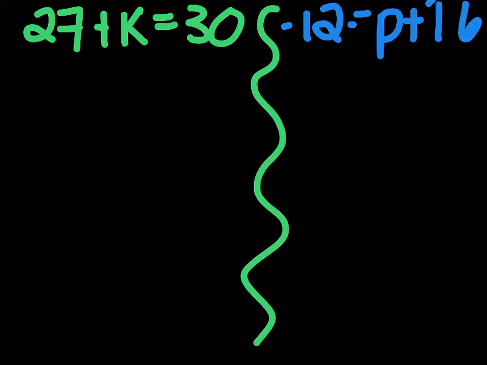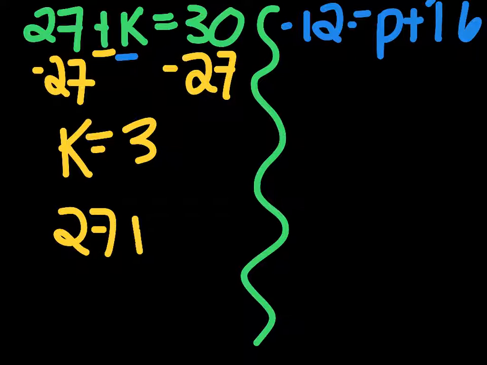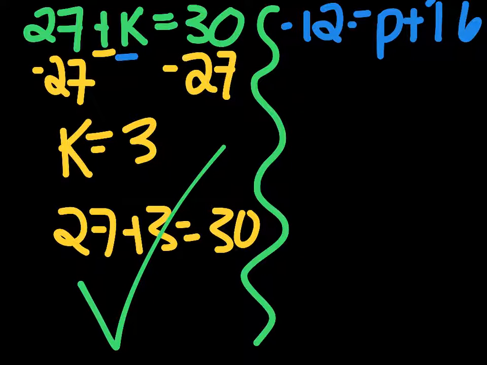Yay! Okay, let's go ahead and do another one together. So we want to get K by itself, so we know that we have to subtract because this sign right here is an addition sign. So we're going to subtract 27 from this side, 27 from this side, bring down our K and our equal sign, and we will get 3. Then when we plug it back in, 27 plus 3 equals 30. We know that's right, so it checks out.